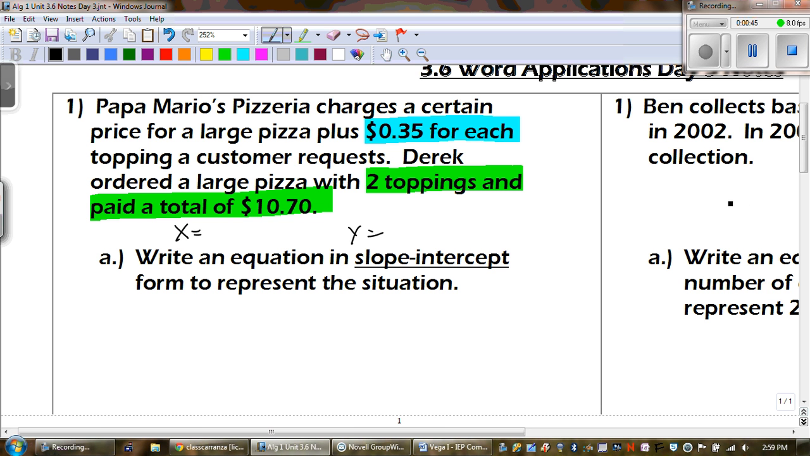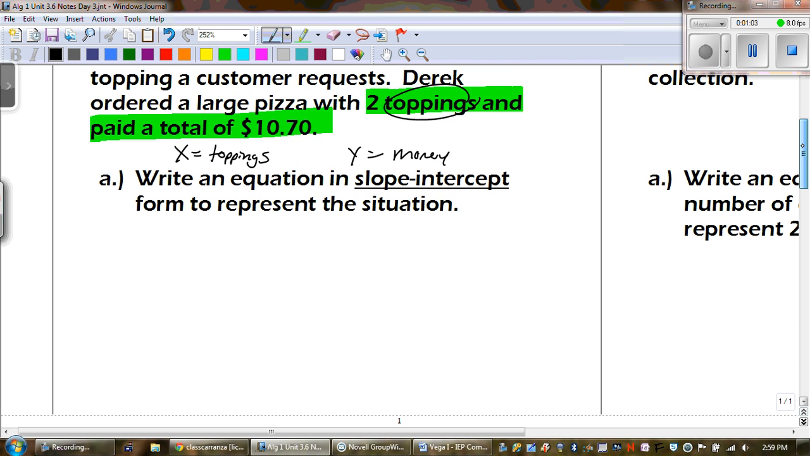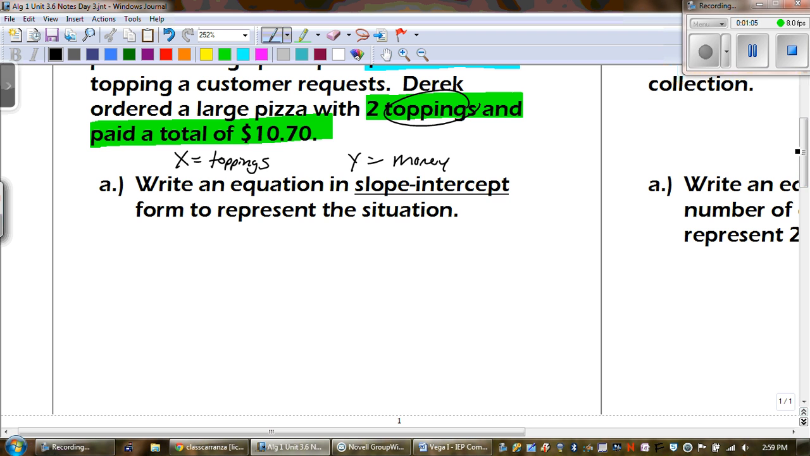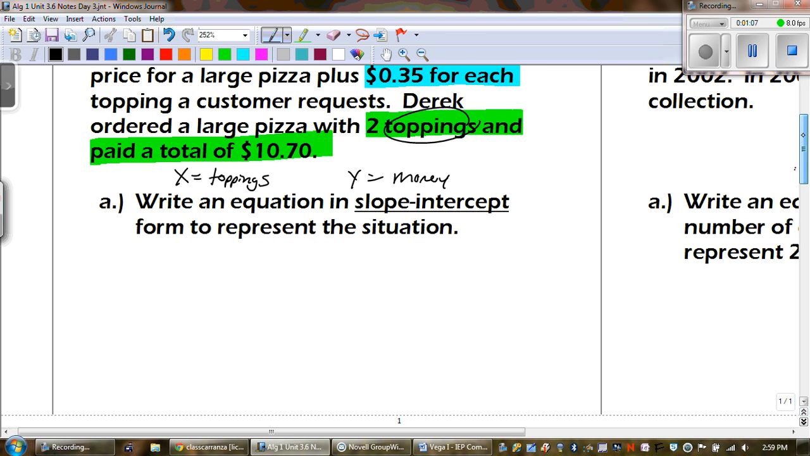Okay, we discussed that anything involving money, that's what our y is. And so our x, in this case, it's going to be talking about the different toppings. Okay, so with letter A, it says write an equation in slope-intercept form to represent the situation.